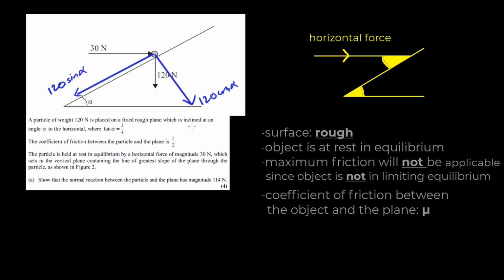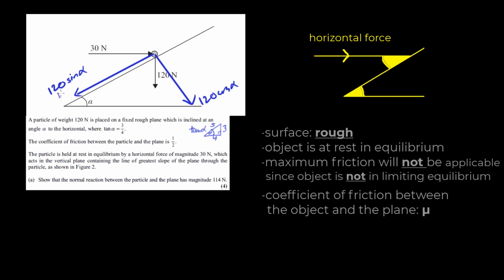So tan alpha is this. That means opposite by adjacent. Opposite is 3, adjacent is 4, and by the Pythagorean theorem this is going to be 5. From that we can figure out sine alpha and cos alpha. So we know sine alpha is going to be opposite by hypotenuse.